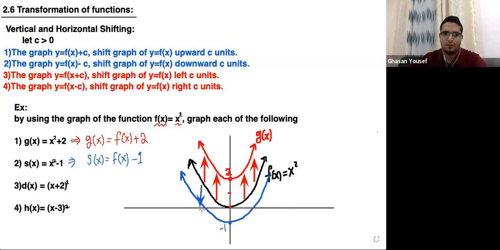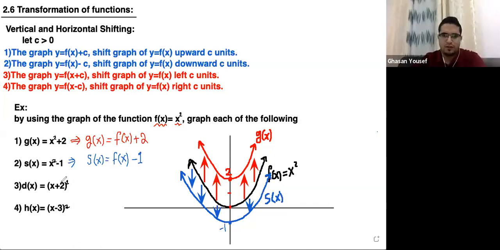Shift down for the black one. We shift the black one unit down. Okay, any questions for the second one? And you have to label the name of the function as s of x. Second one.